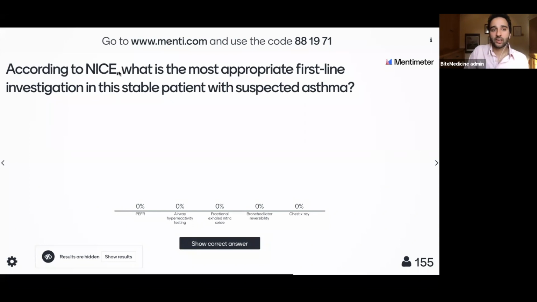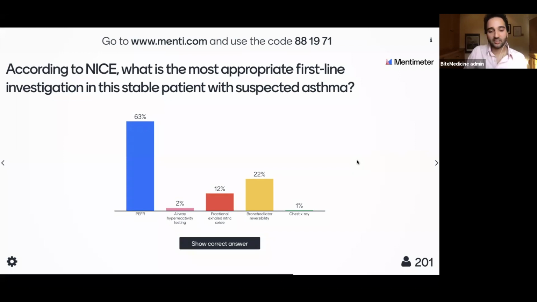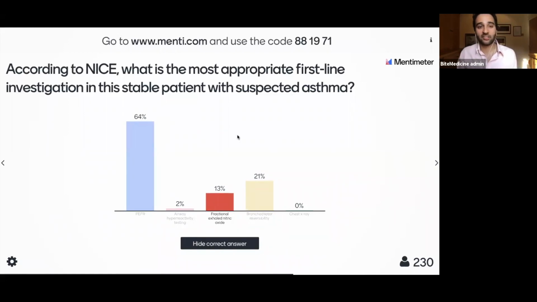So we are working on NICE guidelines, and I'll have a chat with you on the next slide a little bit about the difference in the guidelines in the UK. So let's see what you guys think. Okay, peak expiratory flow rate is what the majority of you are saying. Okay, so it looks like we're going to need a little bit of teaching on the first line investigation, or the investigation of asthma according to NICE.